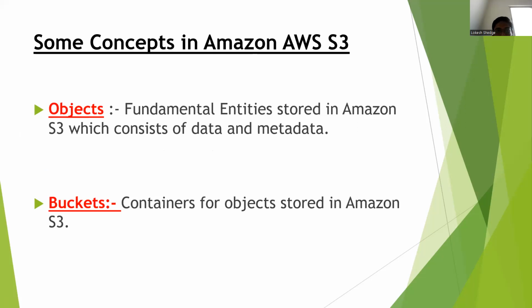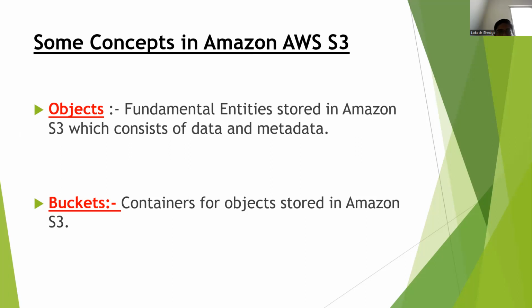So these are some concepts in Amazon S3: objects and buckets. So what are objects? Objects are the fundamental entities stored in Amazon S3, which consist of data and metadata. What are buckets? Buckets are the containers for objects stored in Amazon S3.